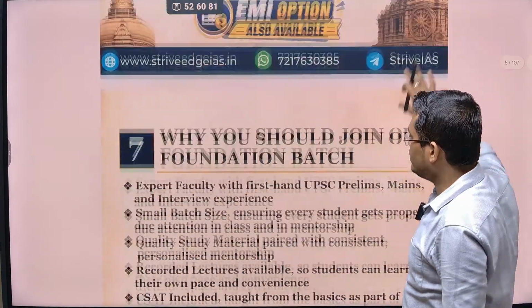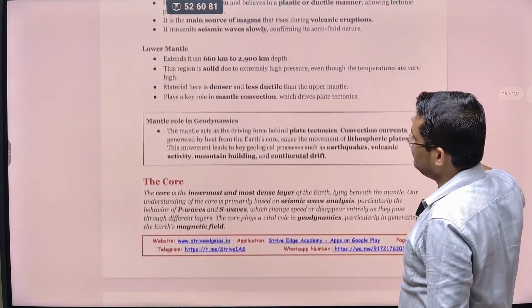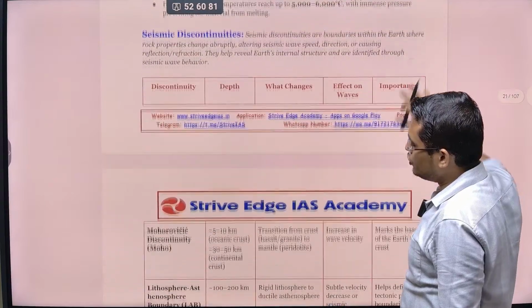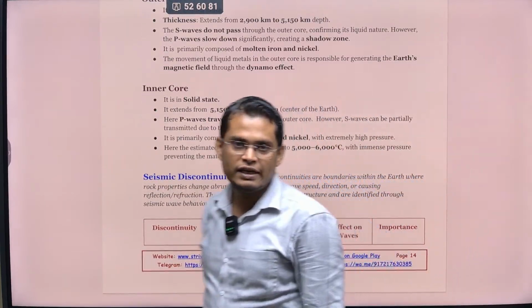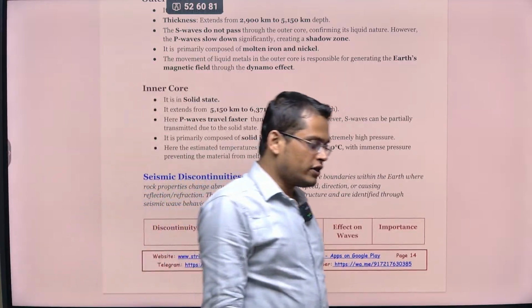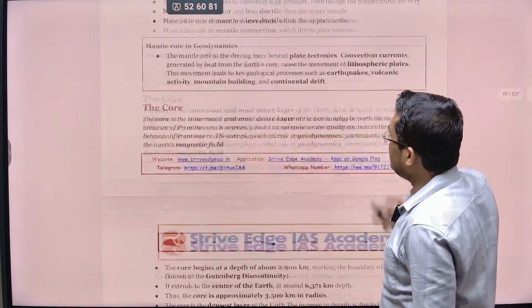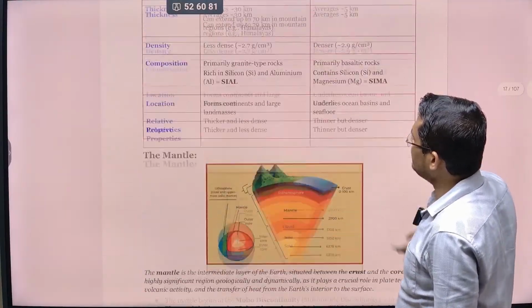So, let us start our class from the third class onwards. So far we have discussed the composition of the earth. We have seen that the earth consists of three types of layers: crust, then mantle, and then core. I am just giving a revision of whatever we have discussed so far.